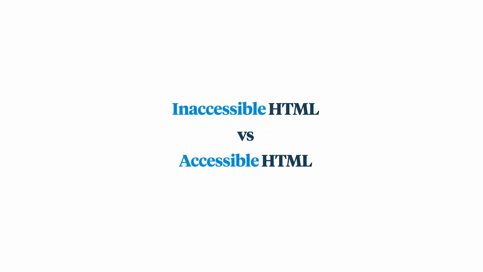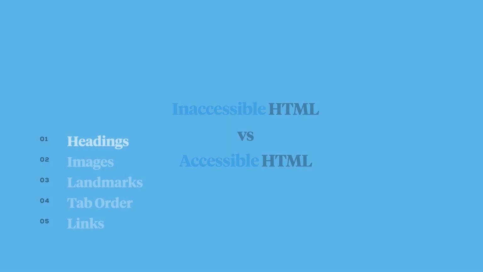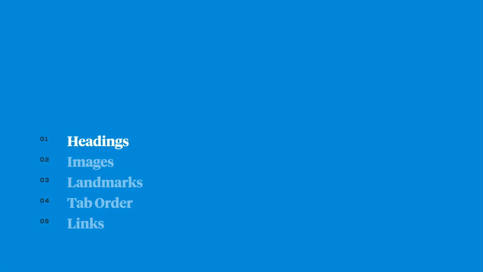So how I'm going to do this is I have 2 websites that look identical to a sighted user. One was built with accessibility in mind, and one very much so was not. I have a few scenarios that I'm going to go through with a screen reader on both the good and the bad site to show you how accessible versus inaccessible HTML changes the screen reader experience. So I'm going to start with headings.